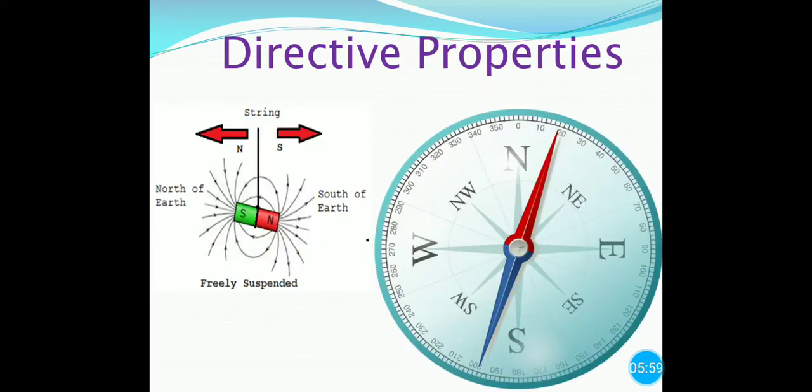Directive properties. If we suspend a magnet freely and rotate it, then after many rotations, it comes to rest in a particular direction, and it always shows the north and south direction. This property is known as the directive property of a magnet, and it is used in the compass needle, or simply the compass, to determine direction.